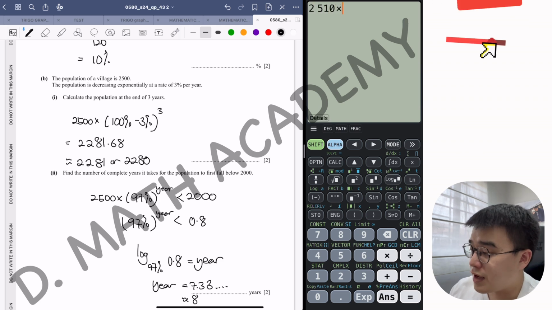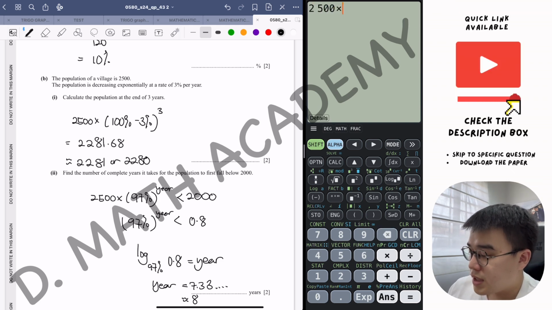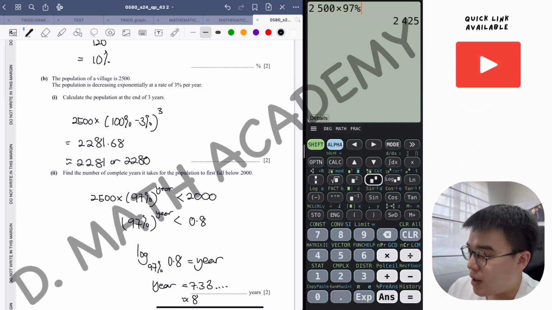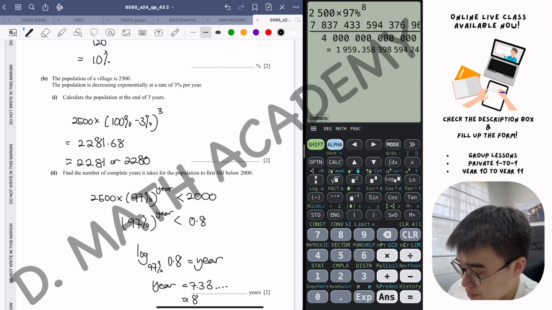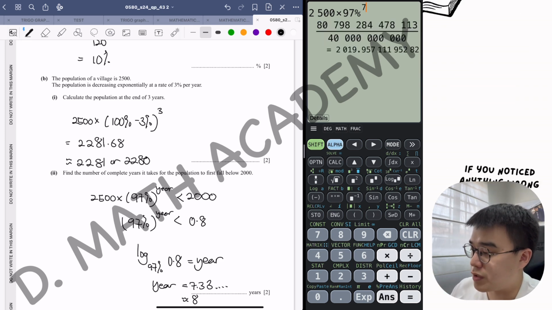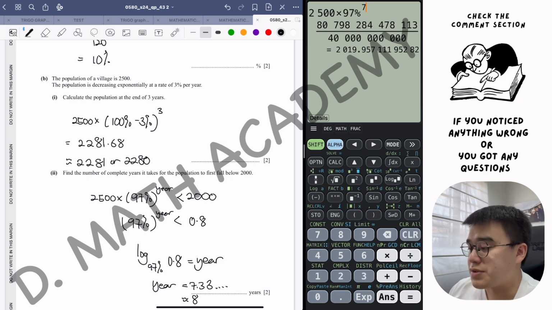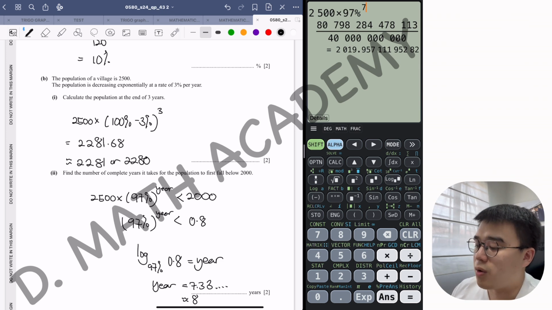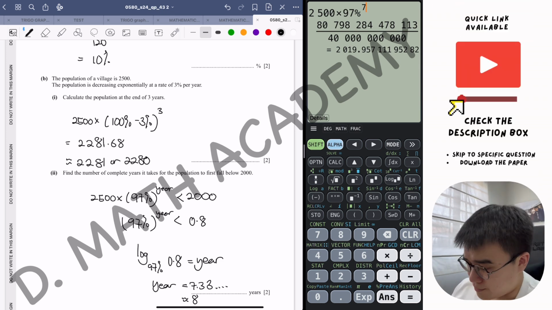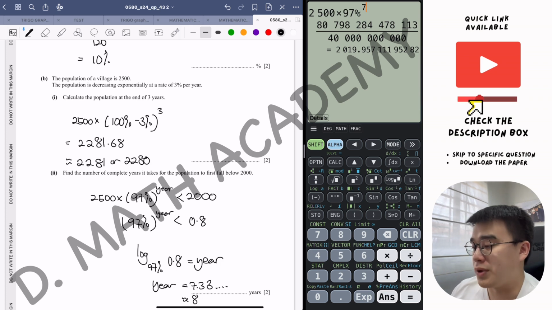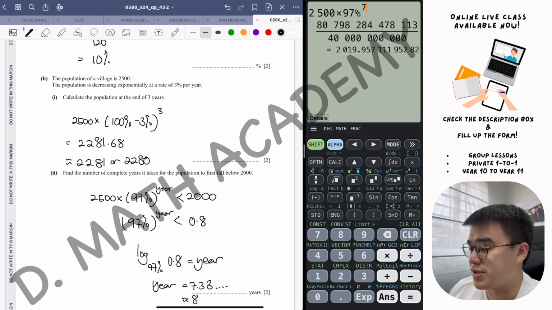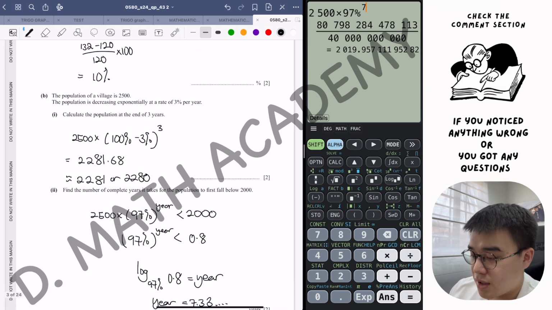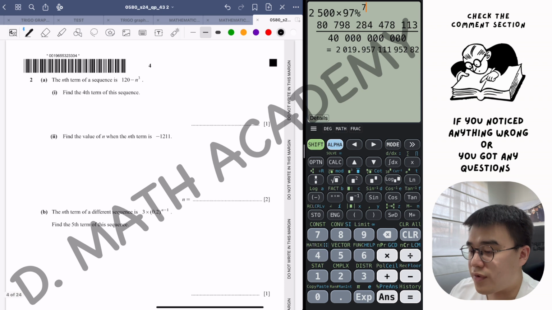So 2005 times 97% to the power of 8. The answer did turn out to be less than 2000. But if instead of 8, you put 7, you get 2019, which defeats the whole purpose of this calculation, because they wanted the complete years to first fall below 2000. So the correct answer for this will be 8 years. Okay, so I think that's it for question 1.